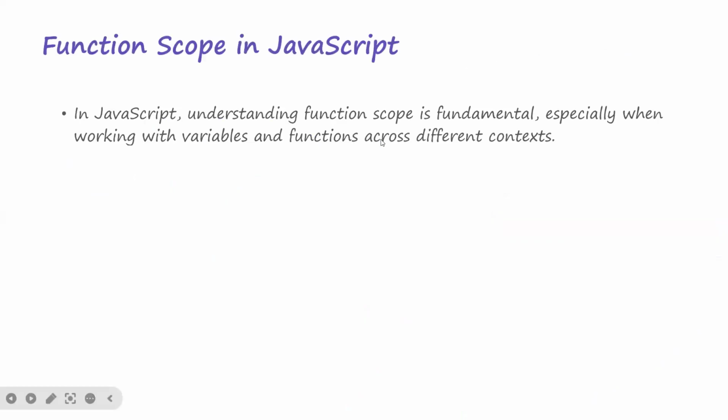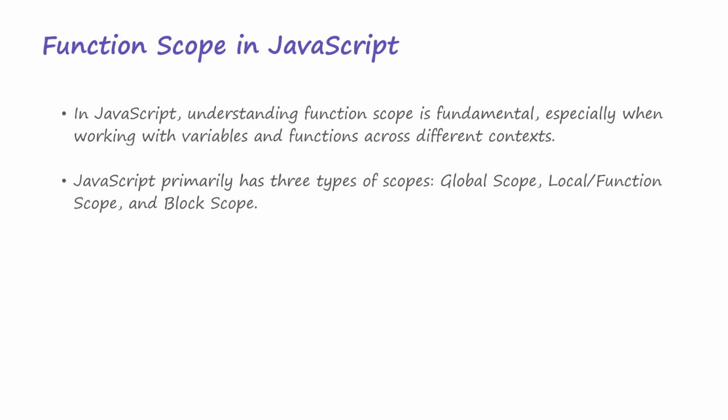So in JavaScript, understanding function scope is fundamental, especially when working with variables and functions across different contexts, okay? When you really understand scope, you know where you can access your variables. What are the boundaries? From where to where can you access your variable? When you do this, you get to understand better. It will be easier for you. So JavaScript primarily has three types of scopes: the global, the local or function scope, and the block scope.